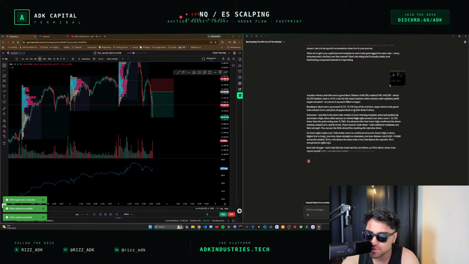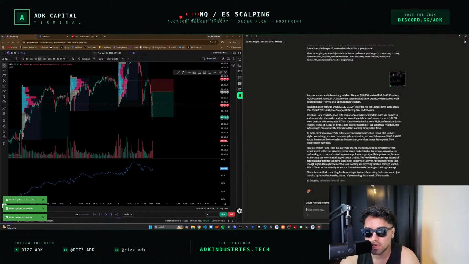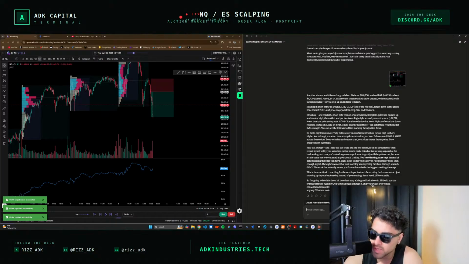Start entry around structure, and this is the short side version of your winning trade attempt that had pushed up. Now tally holds. Enter on continued structure, lower high, short, you win. You chase strength or extension, you lose. Balance ran 116 to 148k across the session. Every win shares the same trade, every loss shares the opposite. Zero exceptions in 8 reps.